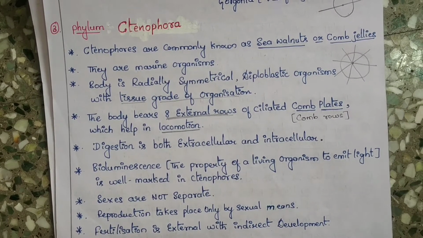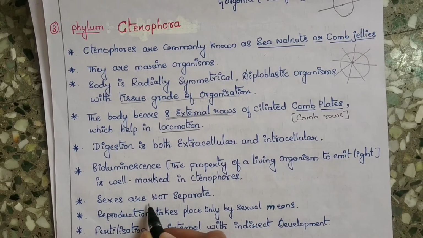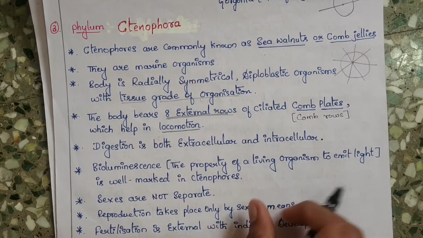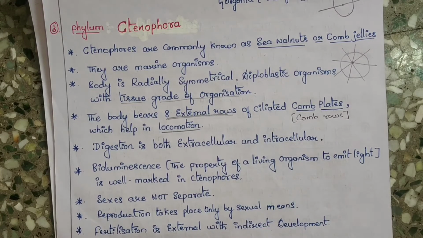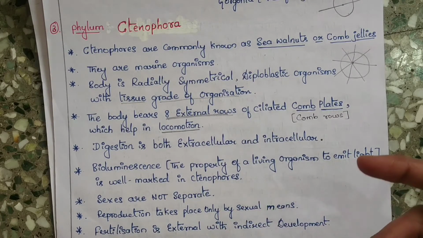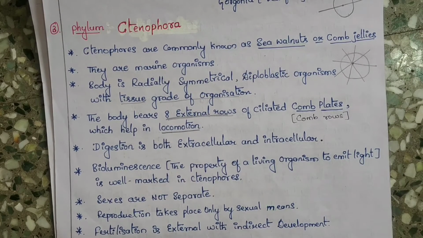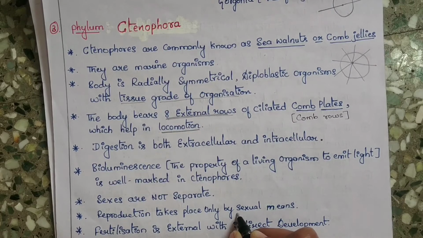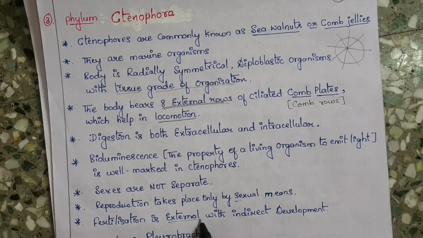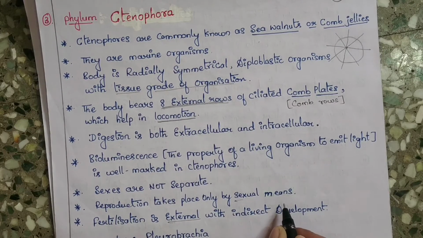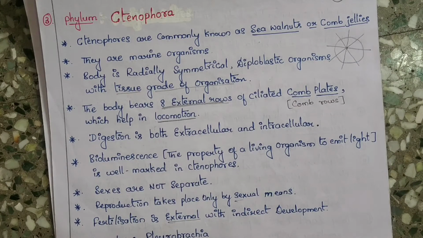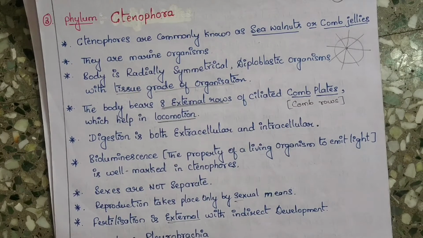Next, sexes are not separate, which means that they are hermaphrodites. Coming to reproduction, it takes place by sexual means. We know that reproduction is of two types, asexual and sexual, but in ctenophores reproduction takes place only by sexual means. Fertilization is external with indirect development. Indirect development means development with a larval stage.